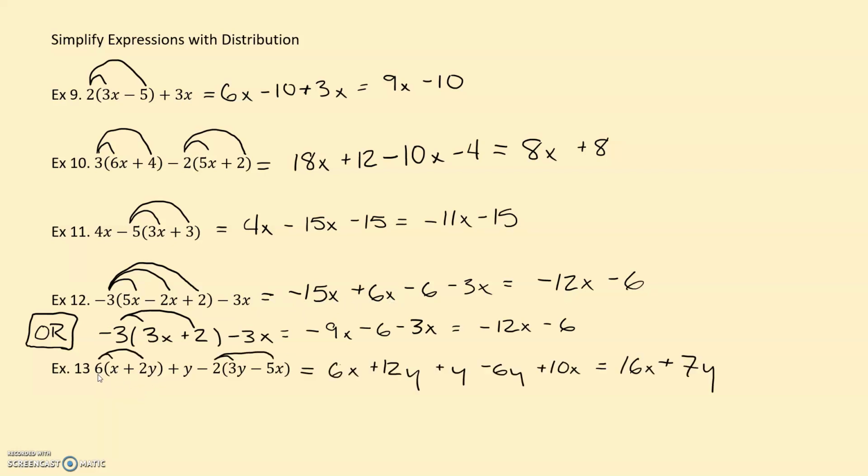And for the last one, we need to take the 6 and distribute it to the x plus 2y, and we need to take the negative 2 and distribute it to the 3y minus 5x. So 6 times x is 6x, 6 times 2y is 12y, and then we have the plus y, and then negative 2 times 3y is negative 6y, negative 2 times negative 5x is a plus 10x. Then we combine like terms. 6x plus 10x is 16x, 12y plus 1y minus 6y is 7y.